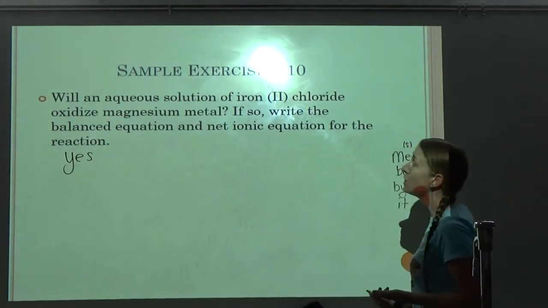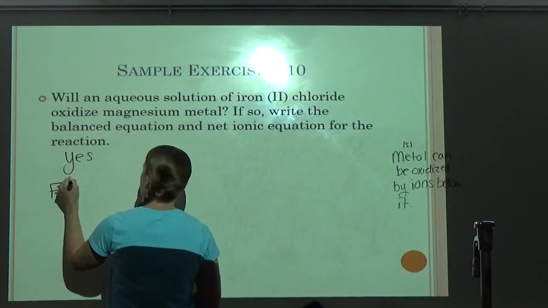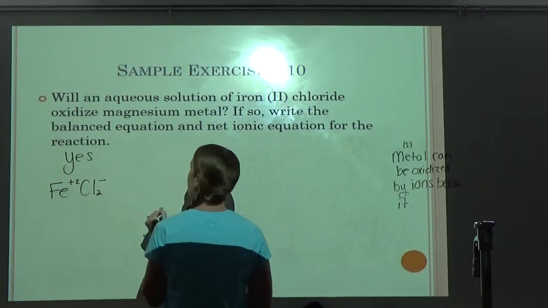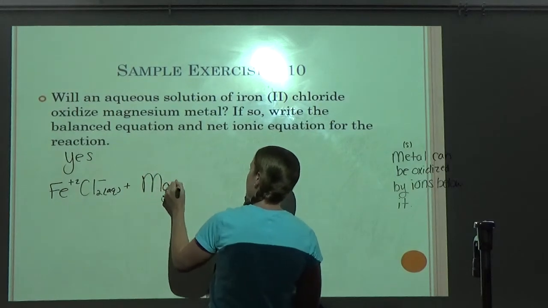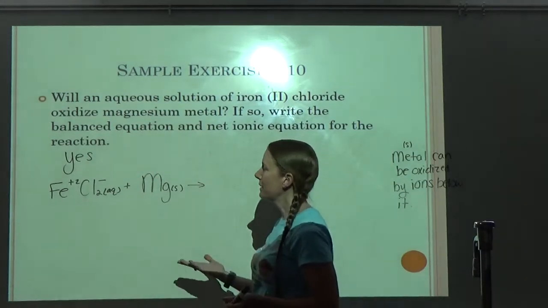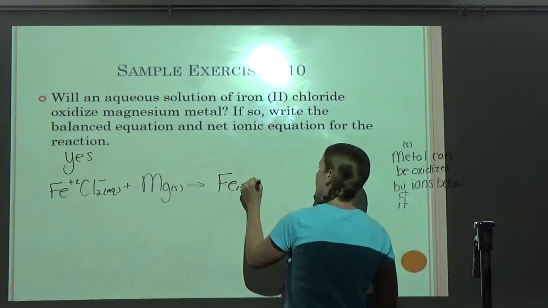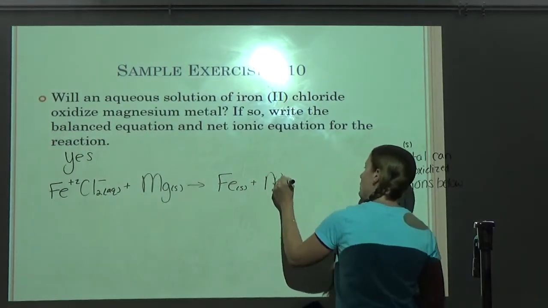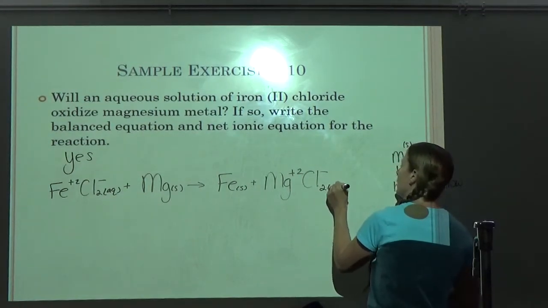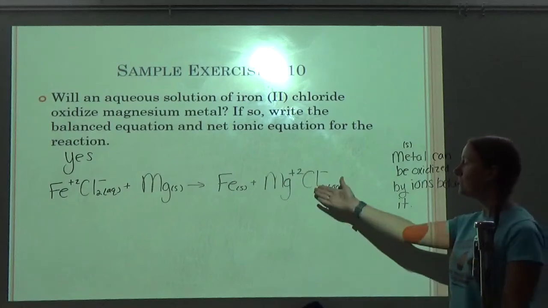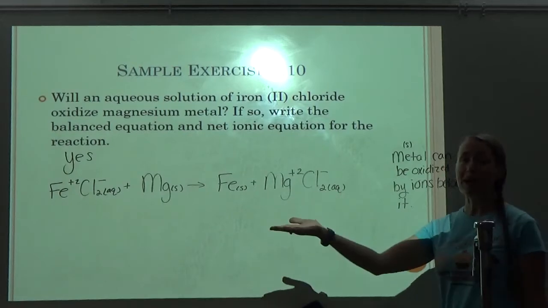Then it says, if so, write the balanced and net ionic equation. We have iron 2 chloride, so Fe positive 2, chloride Cl negative, so I need a 2. We have a solution of it. And we have magnesium metal, so just solid. Remember, what that means is that the magnesium is going to bond with the chlorine. So iron will be left alone, so that's a solid. And magnesium, which is positive 2, will now bond with chloride, which is negative 1. We'll need a 2, and that will be aqueous, because we know chlorides are aqueous with some exceptions, but magnesium is not an exception. We don't have to balance, it's already balanced.